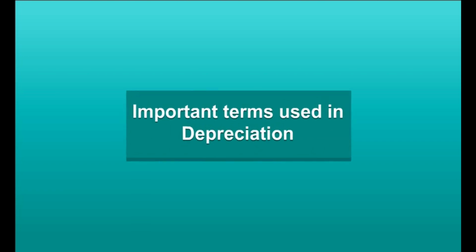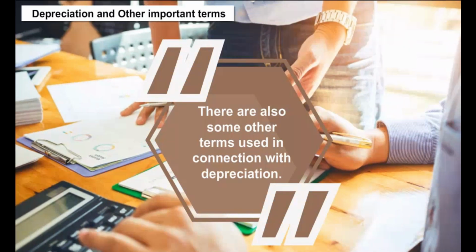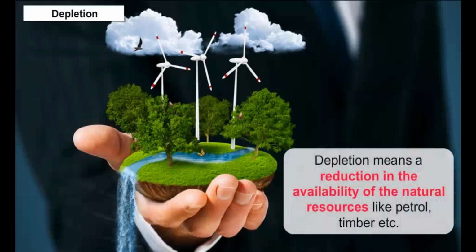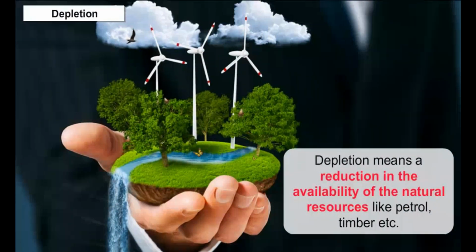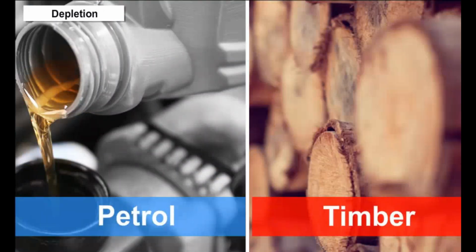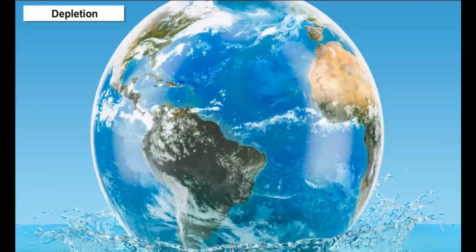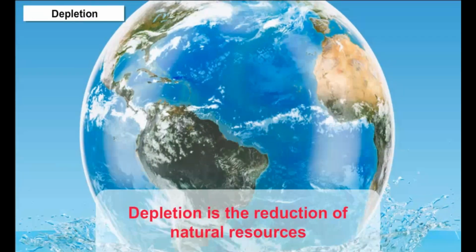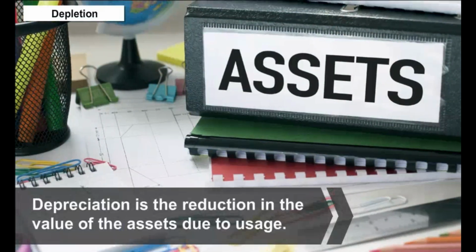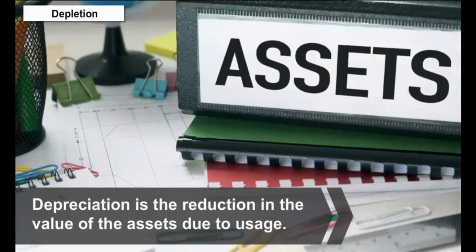Important terms used in depreciation. There are also some other terms used in connection with depreciation. Depletion. Depletion means a reduction in the availability of natural resources like petrol, timber, etc. The difference between depletion and depreciation is that depletion is the reduction of natural resources, whereas depreciation is the reduction in the value of the assets due to usage.